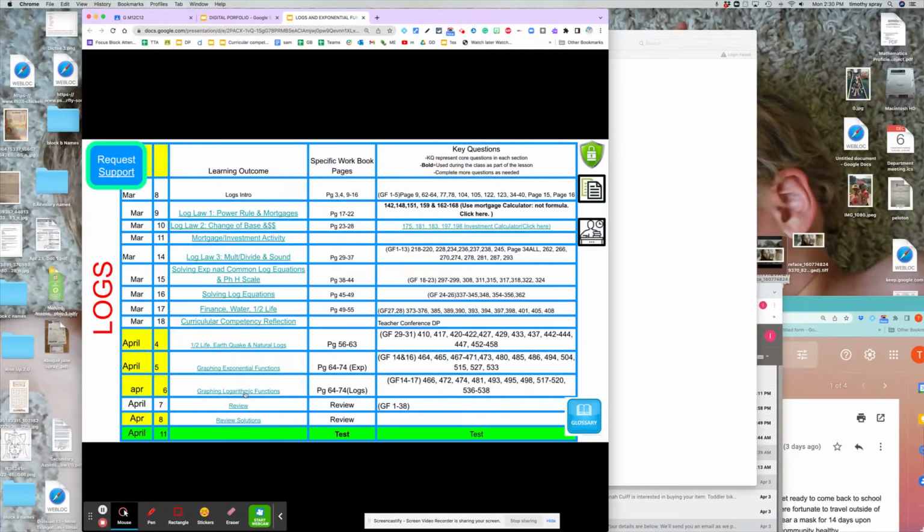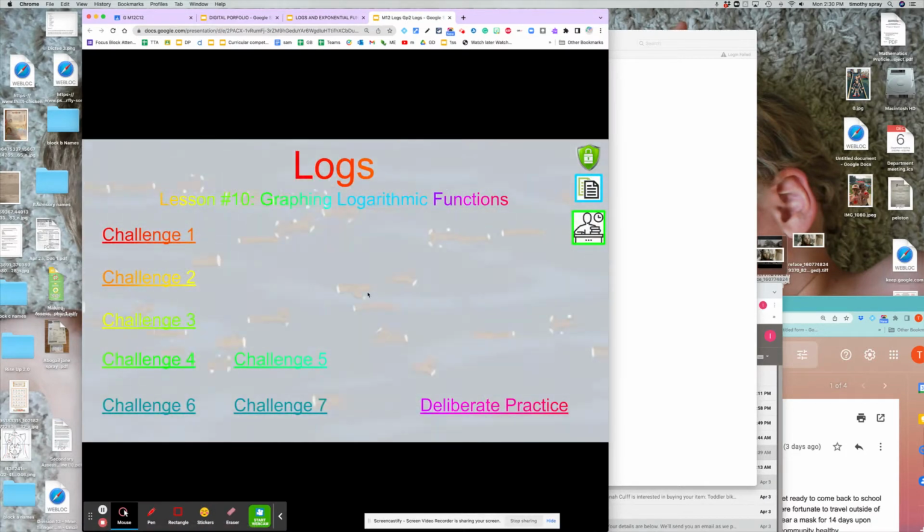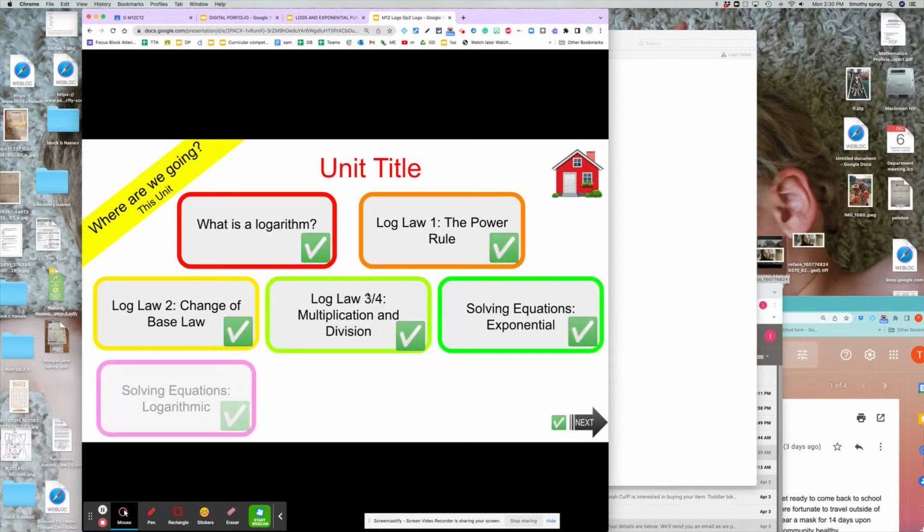And so here we go. We're going to look at logarithmic graphs and graphing logarithmic functions. Okay, so you know all your log laws by this point, and now we're just going to make sure we can graph a logarithmic function. Okay, so we've done all these things here.